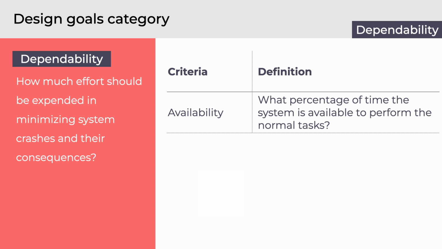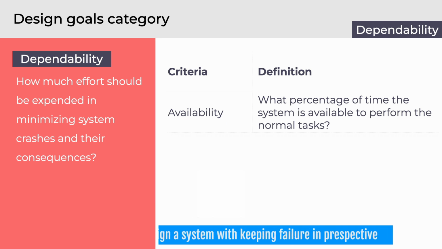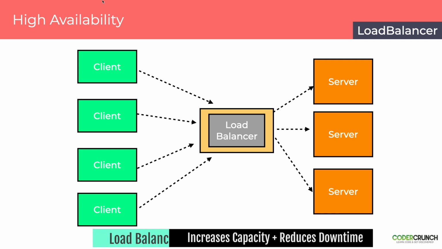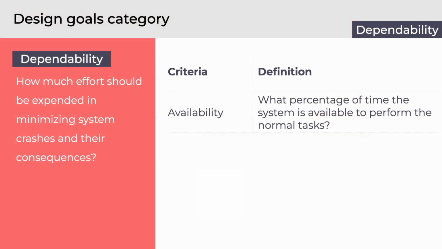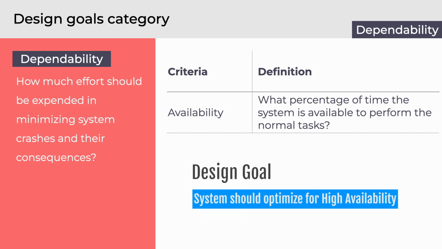As a design goal, we want to maximize the availability of a system, that is, to make our system highly available. We can increase availability for our systems by building our system with failure in mind. For example, a load balancer acts as a reverse proxy and distributes traffic among several servers to reduce excessive load on a single one. This increases the capacity of our application and reduces downtime. High availability load balancing is crucial in preventing component failure and massive outages. So our design goal should be to architect a system that optimizes for an increase in availability.